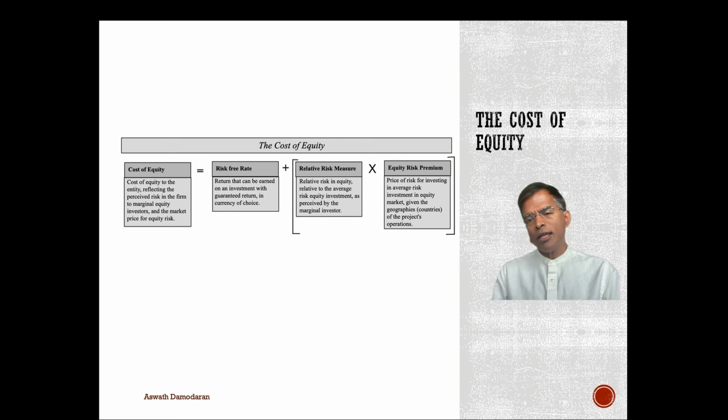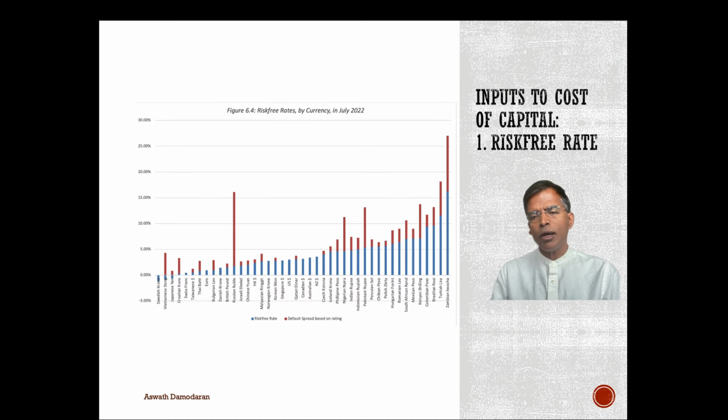And you multiply that equity risk premium by a measure of relative risk. What does that mean? Some companies and projects are riskier than average, and I should be demanding a higher cost of equity. So relative risk measure 1 basically means you're about as risky as the average company. If it's above 1, means you're more risky. Below 1 means you're less risky. Now in finance, we've concocted a Greek alphabet called beta to measure it, but it's really a measure of relative risk. Those become the ingredients you need for the cost of equity.